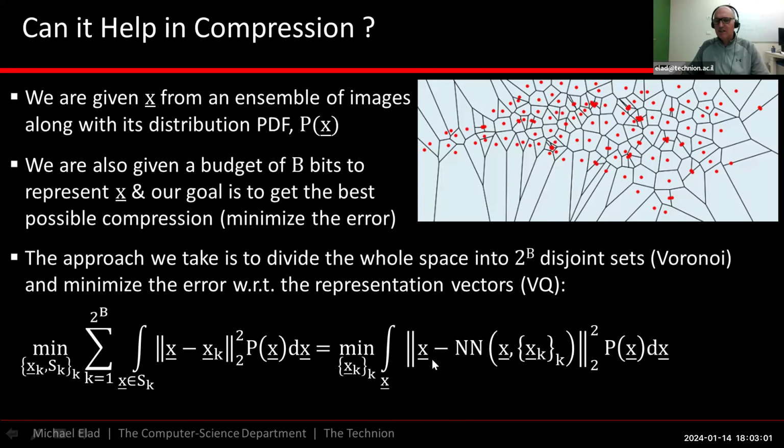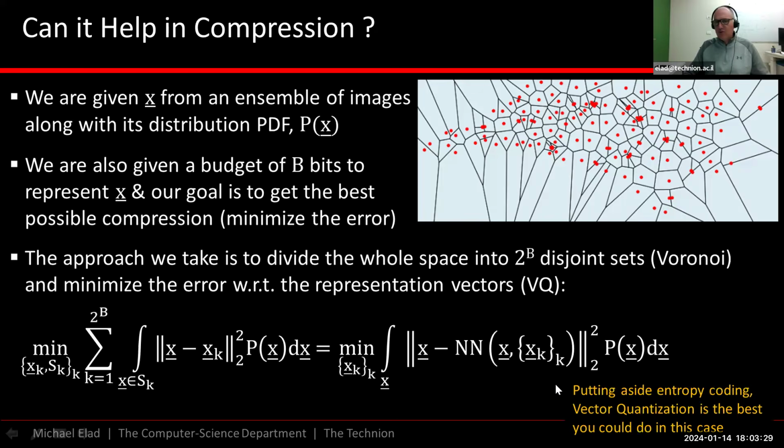Okay, so look at the following expression. Now the tiles vanish, and I end up with a simpler expression that says every x is attributed to its nearest neighbor, and the distance squared times p of x dx integral over all the images is the loss. And now the unknowns are only the center points, only the xk's. This is exactly what k-means does. This is exactly what we do when vector quantizing. This is the ultimate compression algorithm. In fact, if you put aside entropy coding, you cannot do better than that.